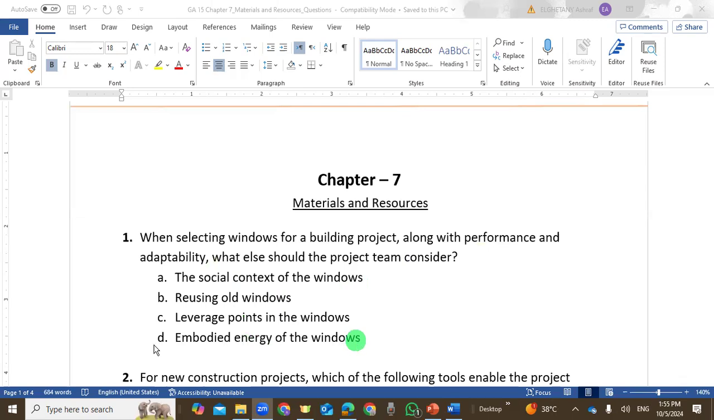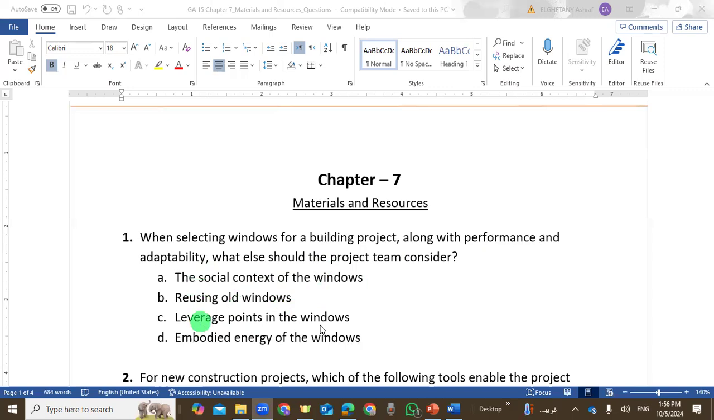I believe it's not social, not reusing old windows. Okay. Reusing, yes, when selecting windows along with performance. But here he's not speaking about old or new. In general, when you're selecting windows, he doesn't say reused, because either it's reused or new, and only reuse doesn't make sense. Any window you select is either reused or new. So B doesn't make sense. Remove B. Don't let it confuse you.